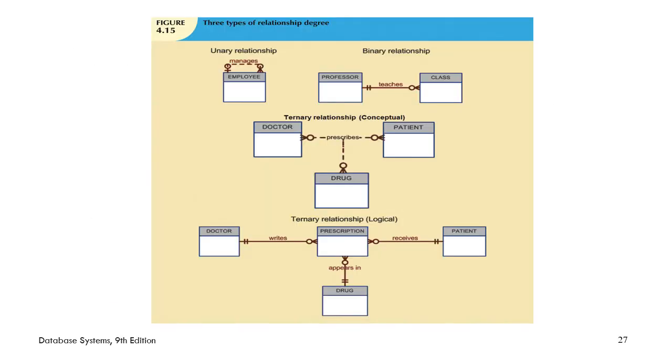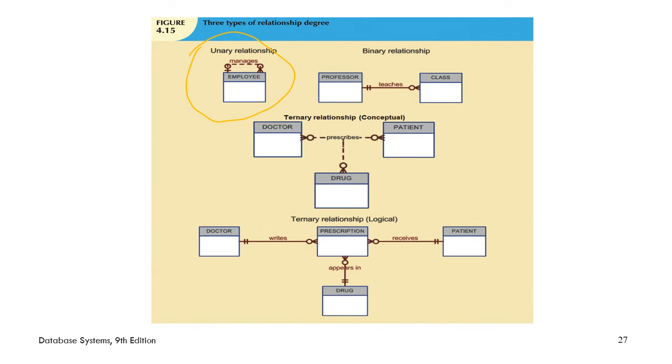This is the presentation, the form of relationship degree. This is a unary relationship. Employee manages employee. Okay. Binary relationship, professor teaches class. Okay. And ternary relationship. Conceptually, we see that the doctor prescribes to the patient. Also, the doctor prescribes the drug, the medicine.